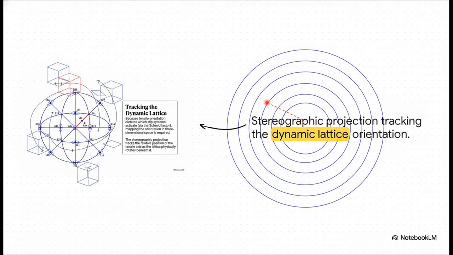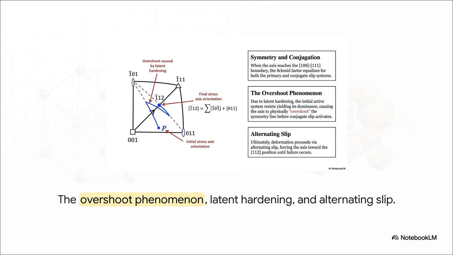We do this using a stereographic projection. Think of this map as a tool that allows us to precisely trace the relative position of the tensile axis as the internal lattice physically rotates beneath it during continuous deformation. As the lattice rotates, that tensile axis maps steadily toward the primary slip direction. Eventually, it hits a boundary of symmetry where a conjugate slip system becomes equally favored to activate.